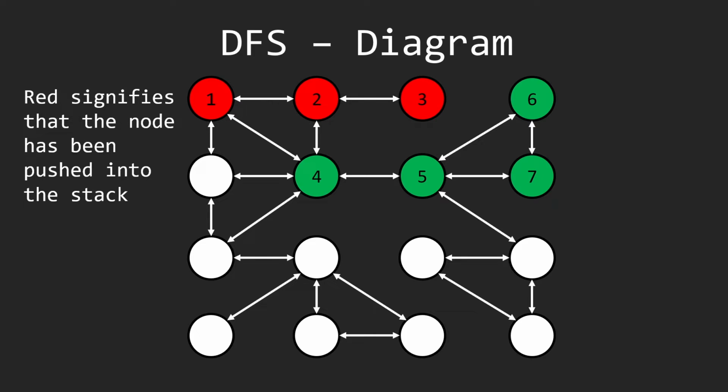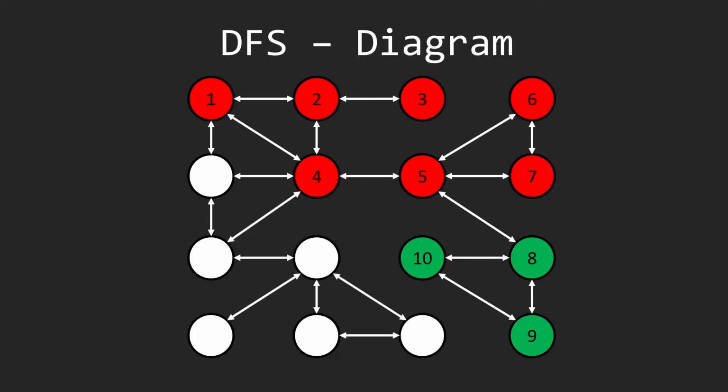So you can see that they have been marked as visited. So it'll go 1, 2, 3, then comes back from 3 to 2, and then processes all the nodes that are adjacent to 2. So red signifies that the node has been pushed into the stack. And now you can see that the next travel path is this green section here. So it goes 4, 5, 6, 7, and then it's going to mark it as visited.